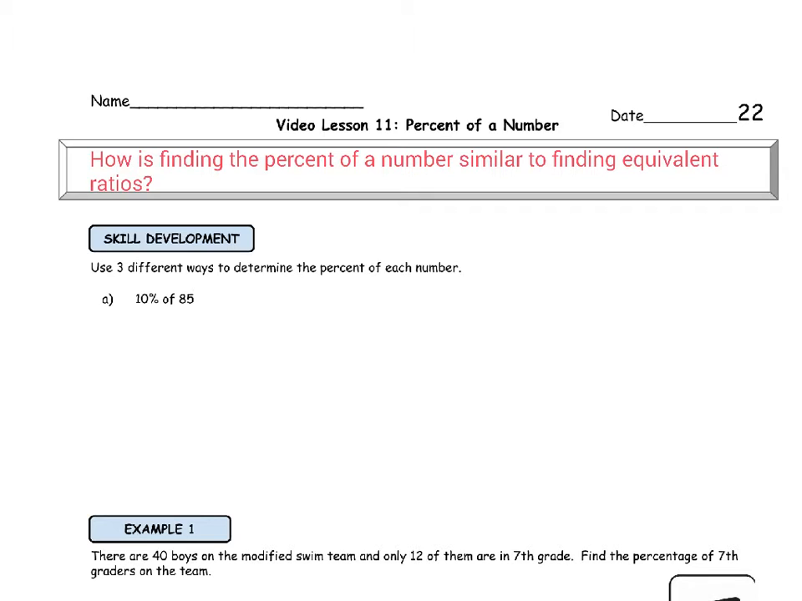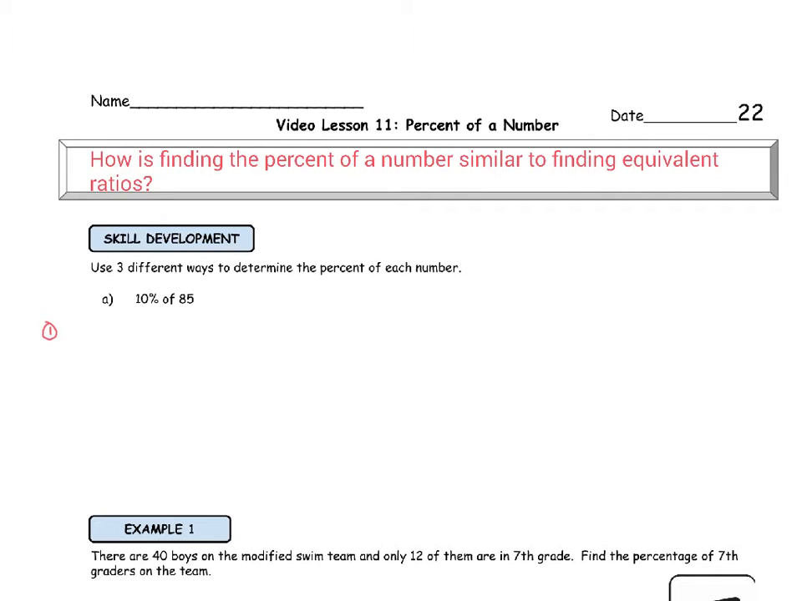Use 3 different ways to determine the percent of each number. We only have one example here, 10% of 85. If you examine that small question, 10% of 85, our answer isn't going to be greater than 85 because that would be over 100%. We want to find 10% of 85, so our answer will be much less than the number 85. Just keep that in mind. We want to figure out the part, in fact 10% of the whole, which is 85.